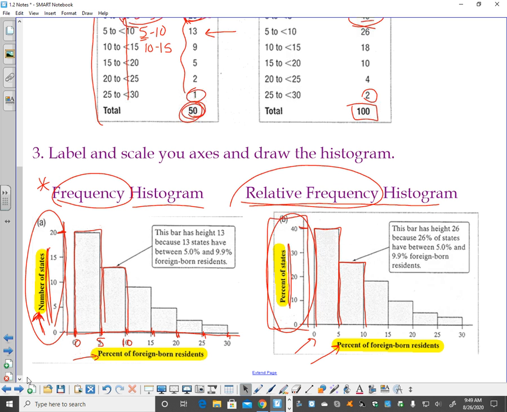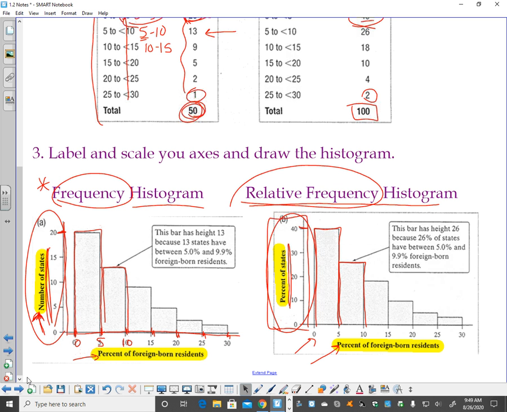The center, and again, pause when you need to, the center. I'm going to say that the midpoint would probably be in the second class. So I'm going to say between 5% and 10% foreign-born residents. I would say that second class is where I would put my finger underneath it to balance it.